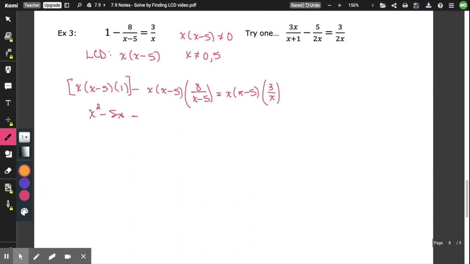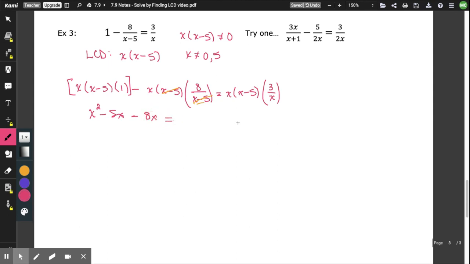The second one, there was a denominator, so that denominator has to cancel out. That x minus 5 would cancel out with the x minus 5 over here. So that leaves me just an x times an 8, which of course is 8x.